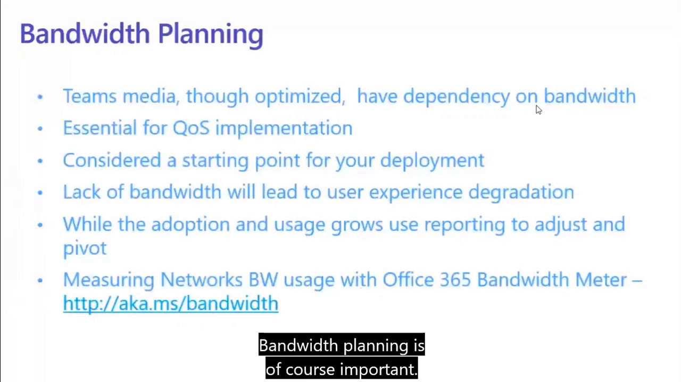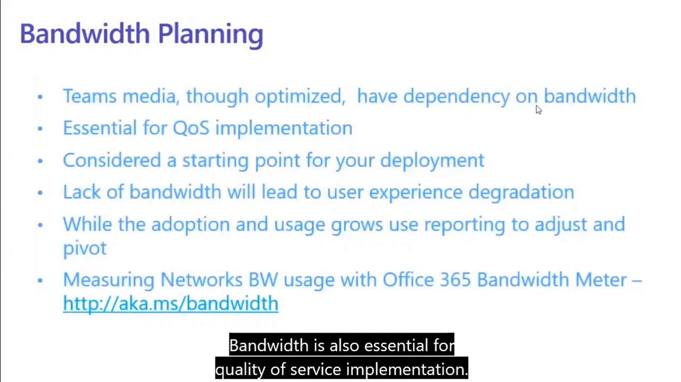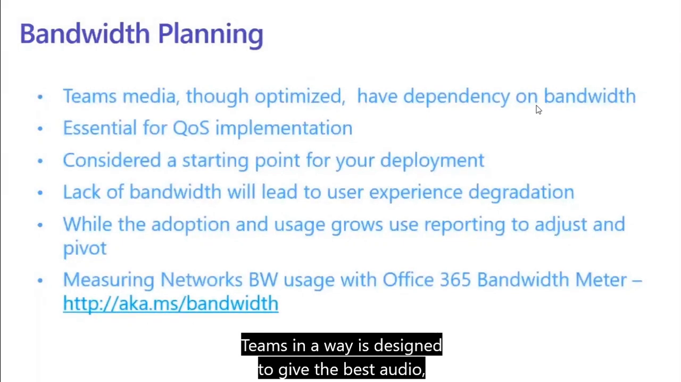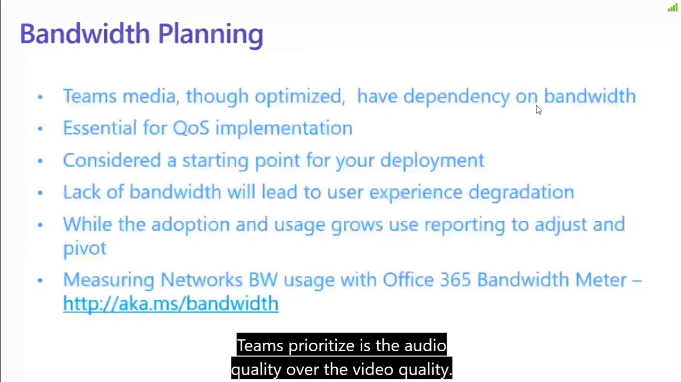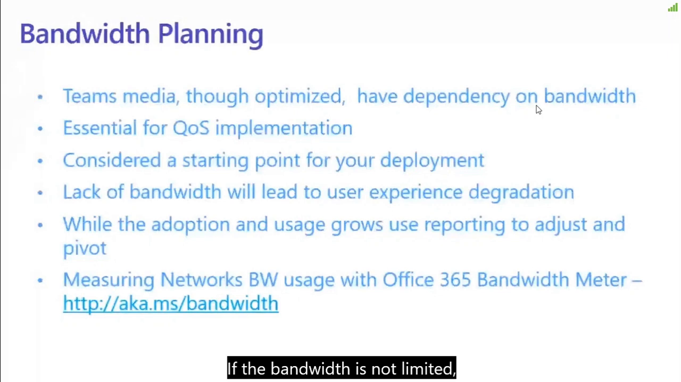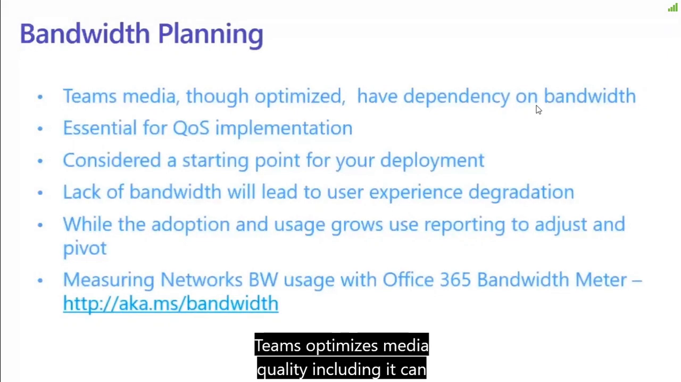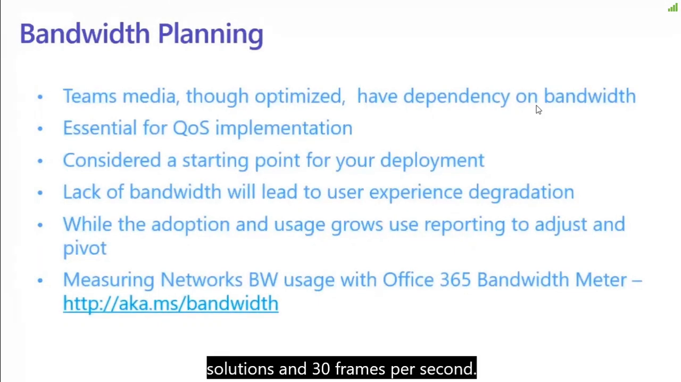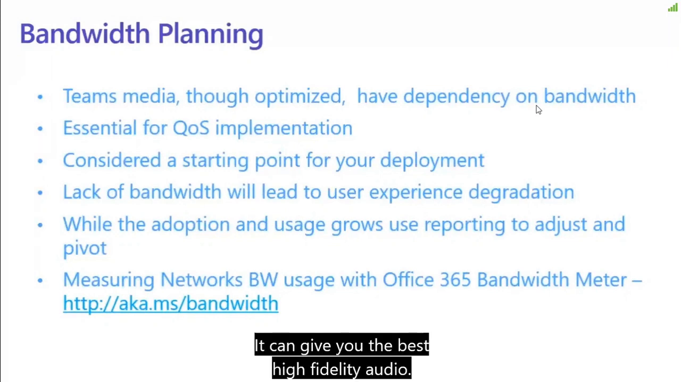Bandwidth planning is of course important. The Teams media, though it is optimized, has some dependency on bandwidth. Bandwidth is also essential for quality of service implementation. Teams in a way is designed to give the best audio, video and content sharing experience, regardless of your network conditions. However, when bandwidth is insufficient, Teams prioritizes the audio quality over the video quality. If the bandwidth is not limited, Teams optimizes media quality, including up to 1080 pixels of resolution and 30 frames per second. It can give you the best high fidelity audio.